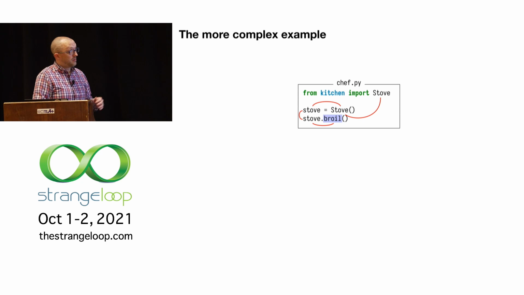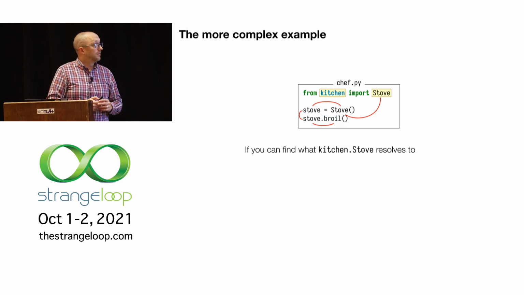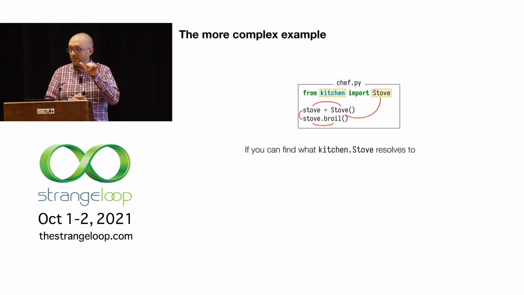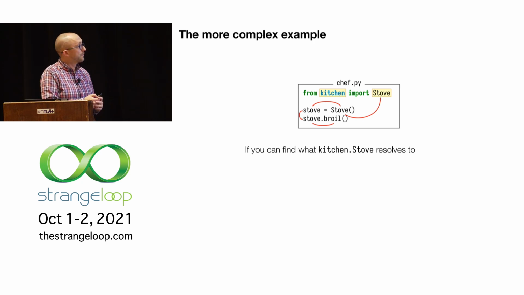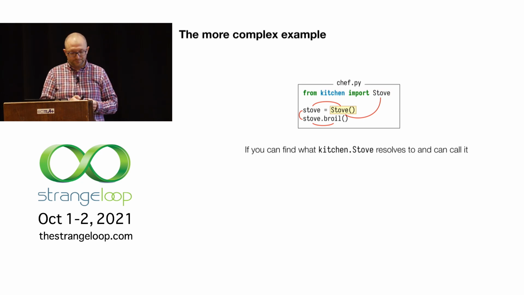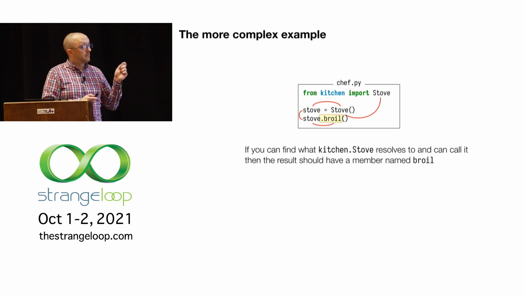And then lastly, this is the most complex one, in chef.py. This is encoding some of the stuff that we walked through manually as we traced the path a couple of slides back. We can find what kitchen.stove resolves to, and those two names are coming from the content of the import statement, and then you can call that. Once you find out what stove is, we're going to try to call it. The result should have an instance member, sorry, I don't know that it's an instance member yet because I don't know that stove is a class because I'm not looking at any other files. But I know that it has some kind of member named broil because otherwise that dot syntax wouldn't work.